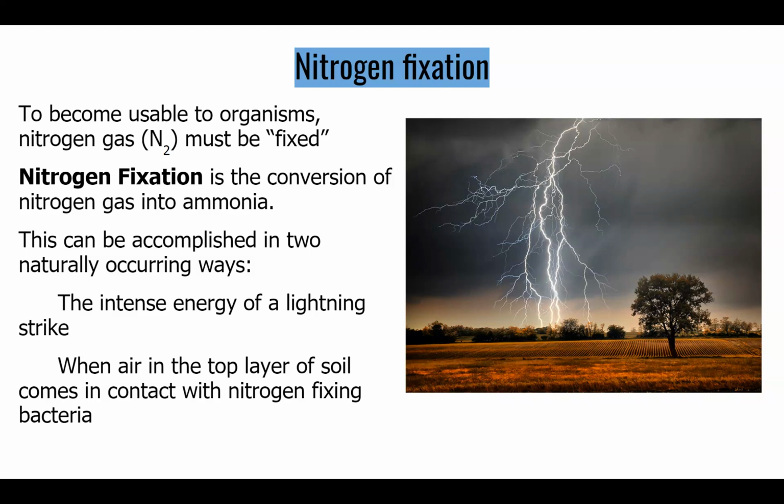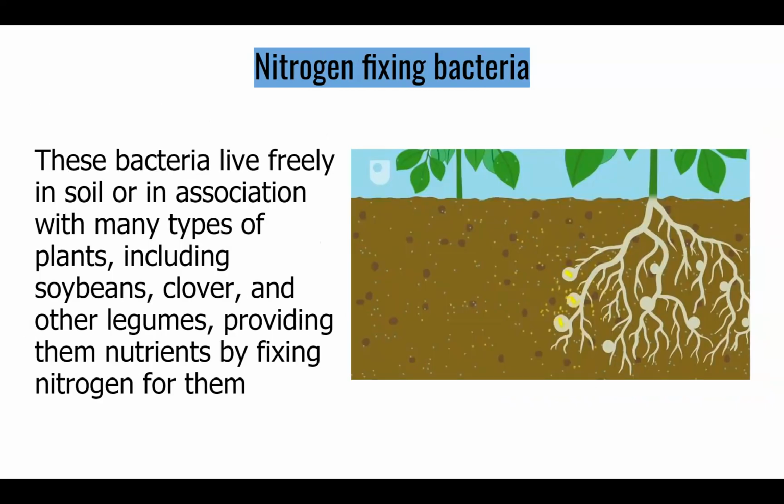So the third way is through, like I said, human interactions. That wasn't developed until World War I. So nitrogen fixing bacteria live freely in soil, so they can just be floating around down there. But they are also strongly associated with certain plants, like soybeans, clover, and other legumes.